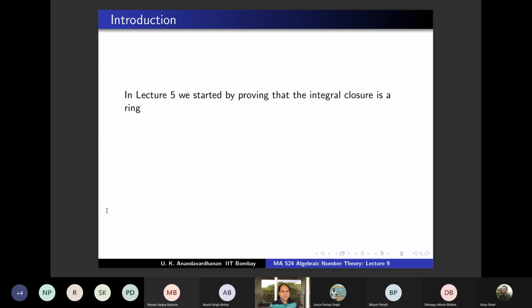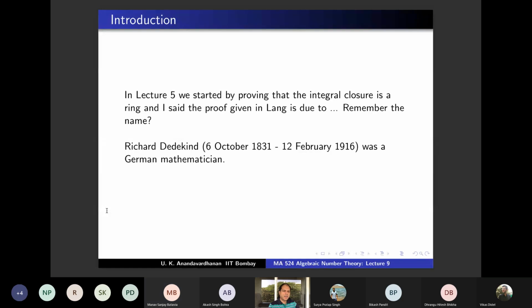And I must have mentioned that this particular proof, which is given in Lang, is due to, do you remember whose proof this is? Only very rarely have I mentioned whose proof it is. One was Artin's proof for some finiteness of certain index, which we recalled last class also. And this proof is due to whom? I must have mentioned that I got this attribution from Milne's notes. Dedekind. Yeah, so this is Dedekind. Richard Dedekind, 1831 to 1916.